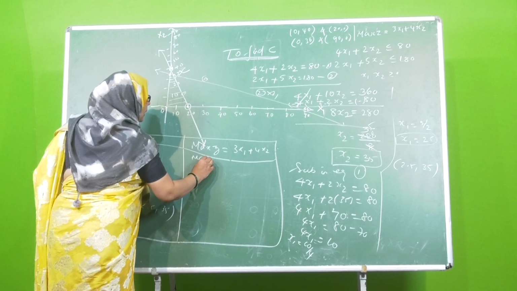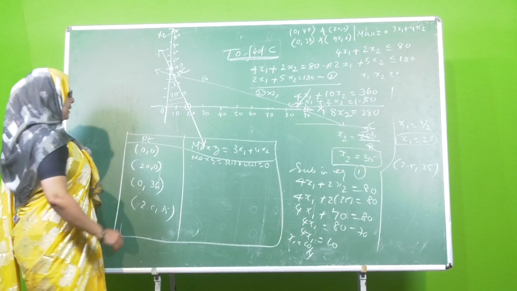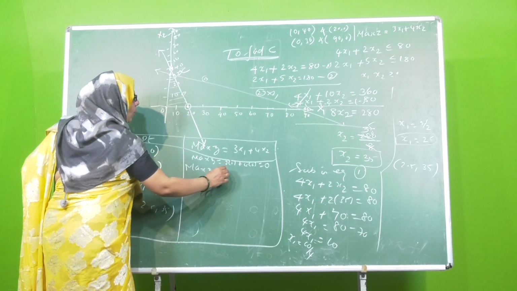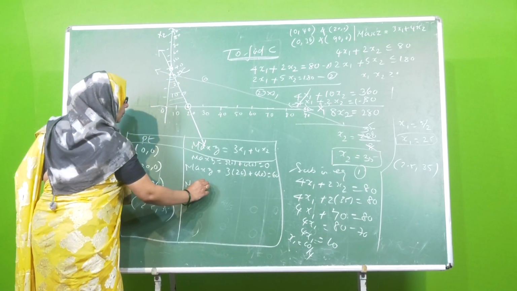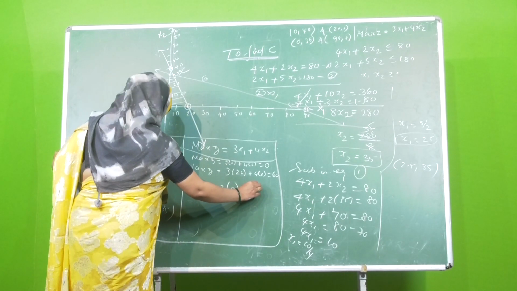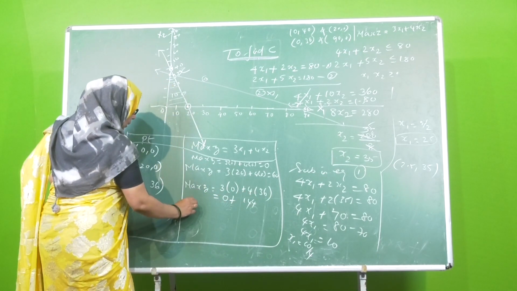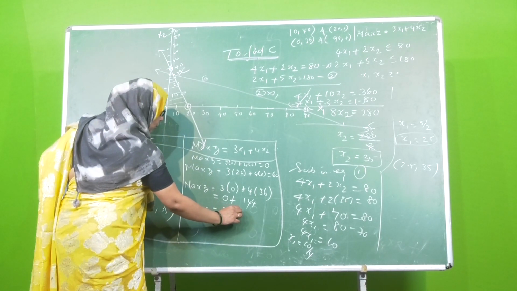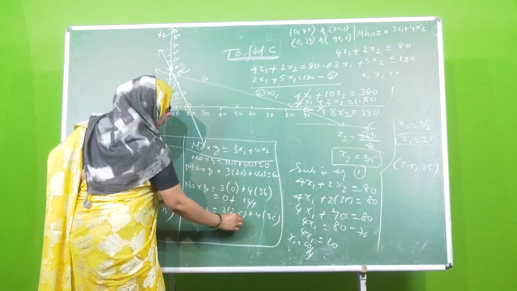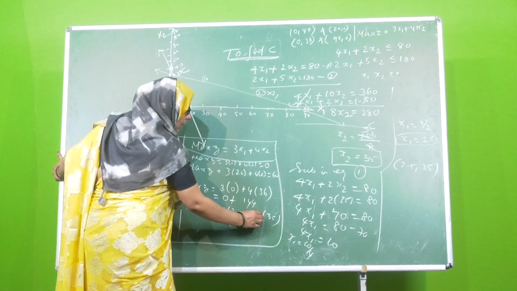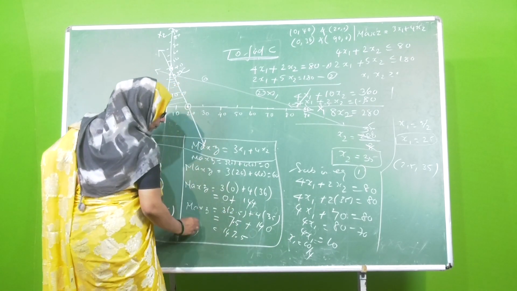So maximize z is equal to 3 into 0 plus 4 into 0 is equal to 0. Next, z is equal to 3 into 20 plus 4 into 0, that is 60. Z is equal to 3 into 0 plus 4 into 36, that is 144. Then z is equal to 3 into 2.5 plus 4 into 35, that is 7.5 plus 140. That is 147.5, the value of z.